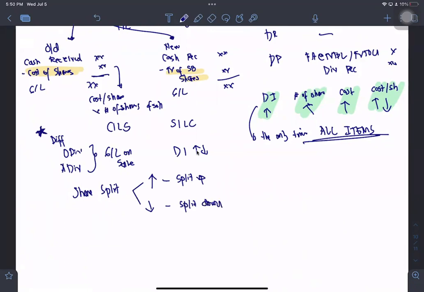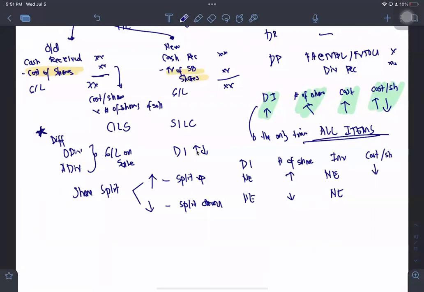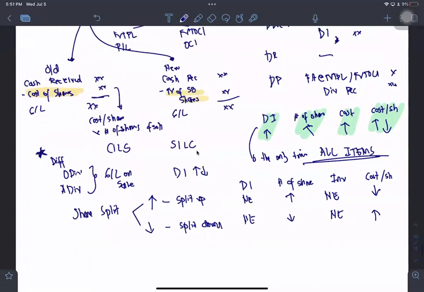So what is the effect of this split up and split down? As to dividend income, no effect. As to number of shares, in your split up, it will increase. In your split down, it will decrease. As to the total cost of your investment, no effect on both. And how about the cost per share then? If your number of shares will increase in a split up, then your cost per share will decrease. In a split down, since your number of shares will decrease while your investment is still constant, therefore your cost per share will increase. That is your share split.